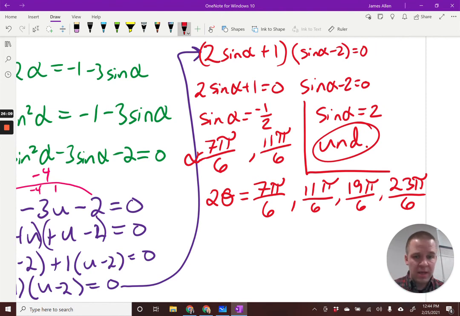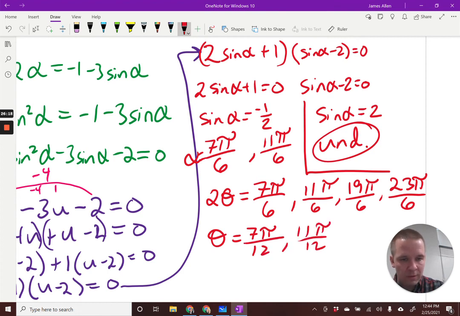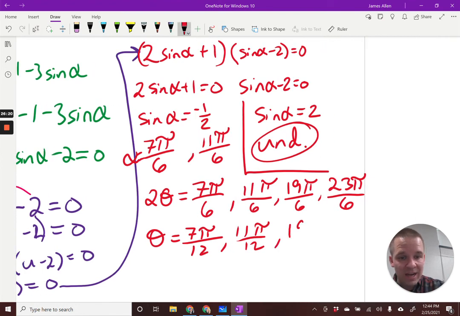Beautiful. So that's 2 theta. So then to get theta, I've got 7 pi over 12, 11 pi over 12, 19 pi over 12, and 23 pi over 12.